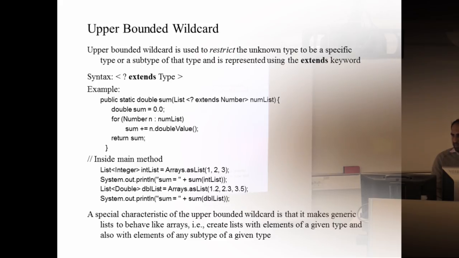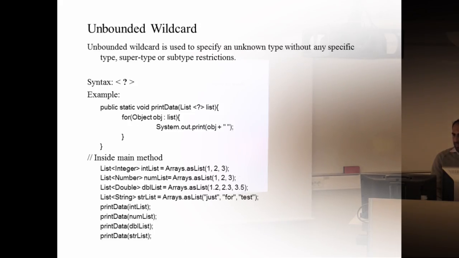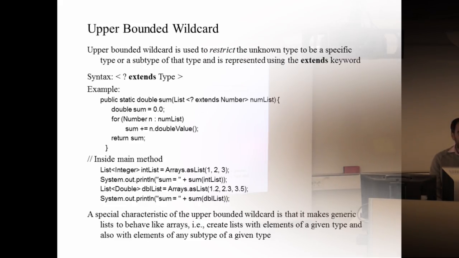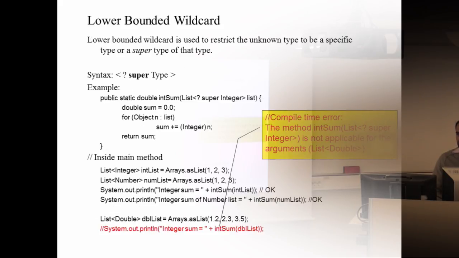Okay, that's the description. So the unbounded wildcard is when you put just the question mark, so there are no bounds. If you put extends, you have specified the upper limit, so what type you can use and then the subclasses. And when you use the keyword super, you specify that you can use it with the type or any of its super types. For example, if you try to use this sum method with the type Double, you will get a compile-time error.